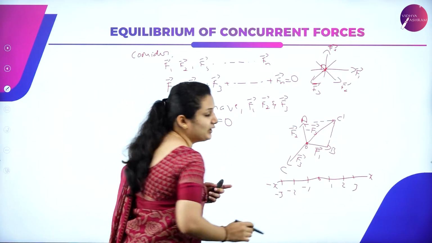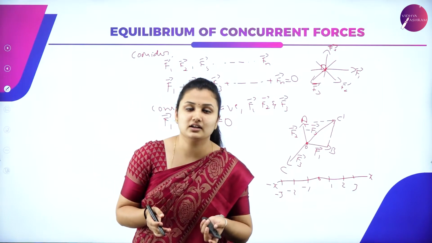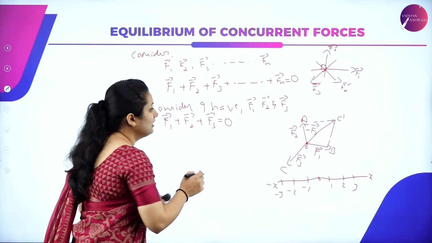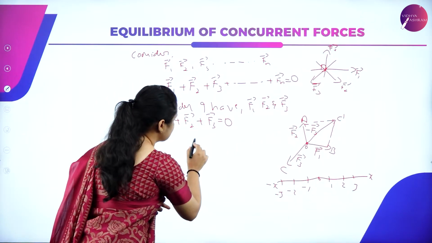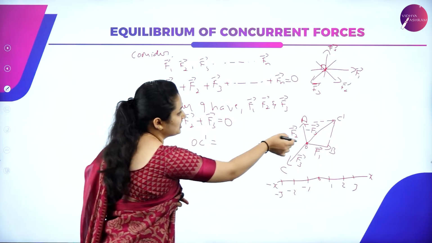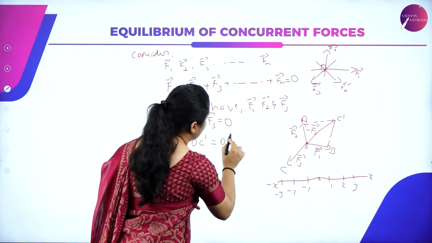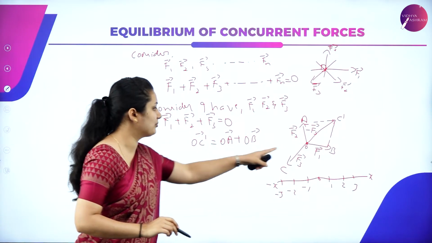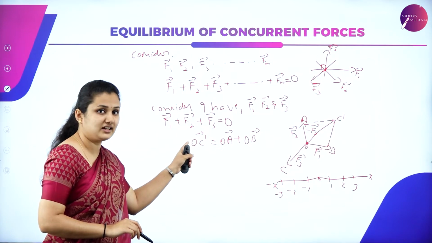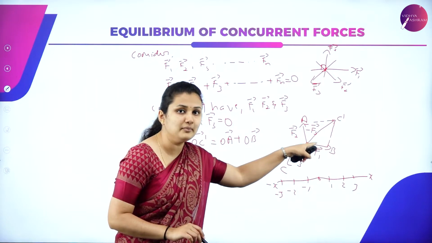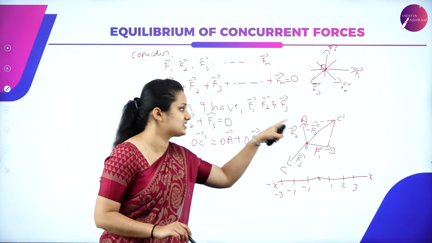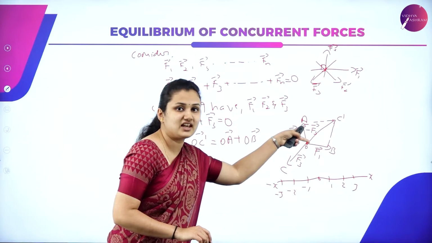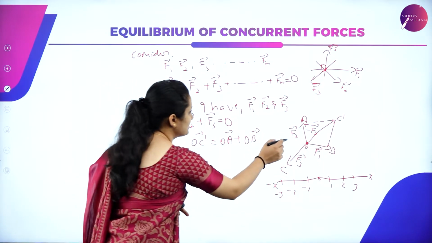So how will you obtain the resultant? In the parallelogram law, the diagonal will give you the resultant. The diagonal OC dash is equal to OA vector plus OB vector. OC dash is equal to OA plus OB. The resultant is given by the diagonal in the parallelogram law. We have discussed this in the previous sessions. The diagonal is equal to the resultant of the 2 adjacent sides. So what is the resultant?